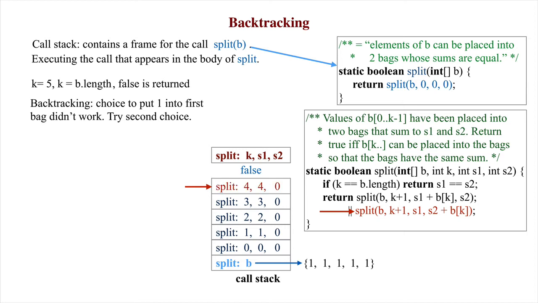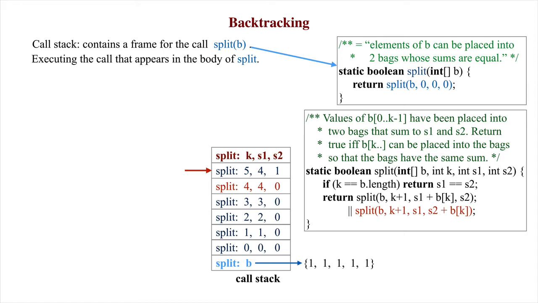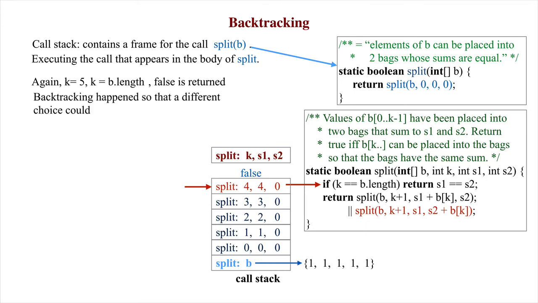We make the frame where k is 4 red to indicate that the second call on split in the return statement is being executed. Again, at this point, k equals b.length. The frame for the call is popped, and the value of s1 equals s2 is returned. It is again false. Backtracking occurs in order to attempt a different choice.